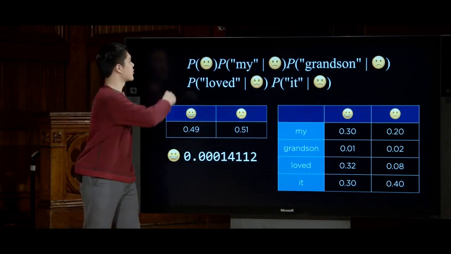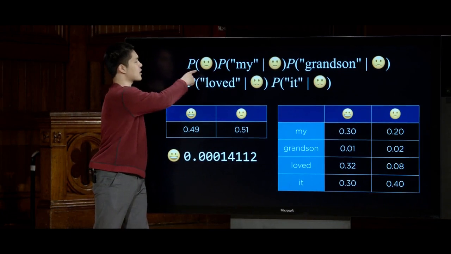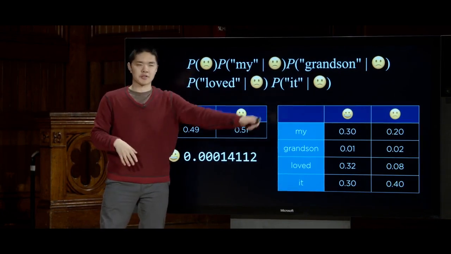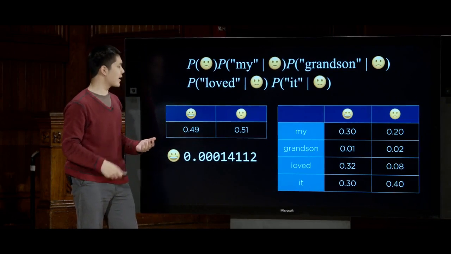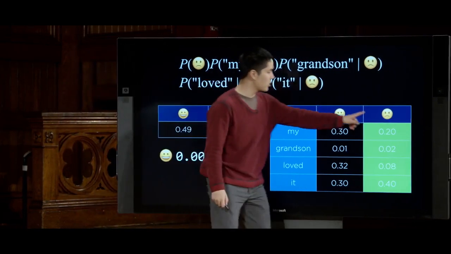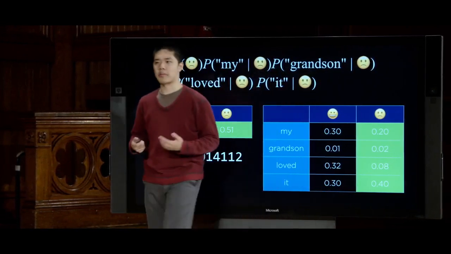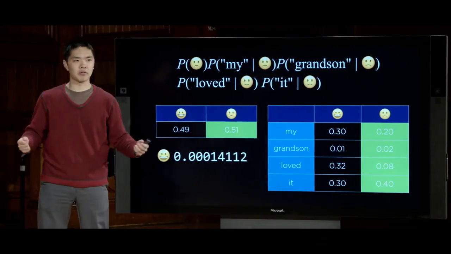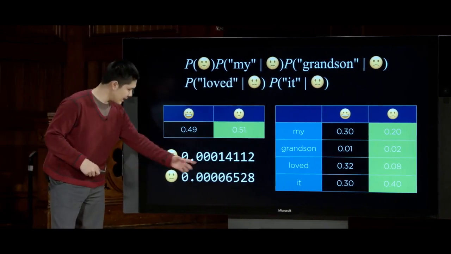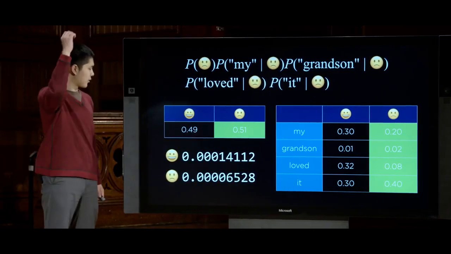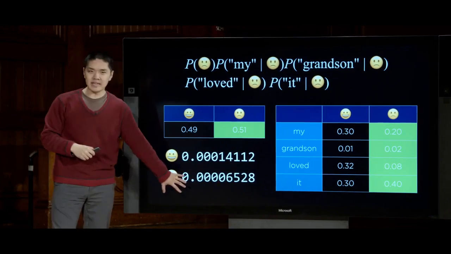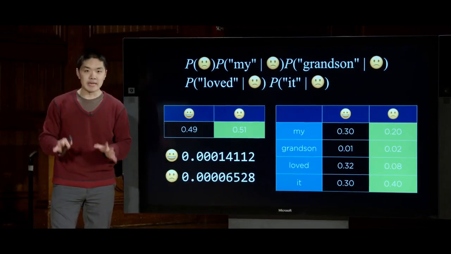I want to know the probability that it's a negative message times the probability of all of these words, given that it's a negative message. And how might I do that? Well, you just multiply the probability of negative times all of these conditional probabilities. If I take those 5 values and multiply all of them together, what I get is this value for negative, 0.00006528. Again, in isolation, not a particularly meaningful number.